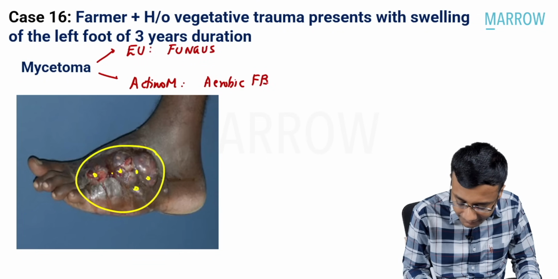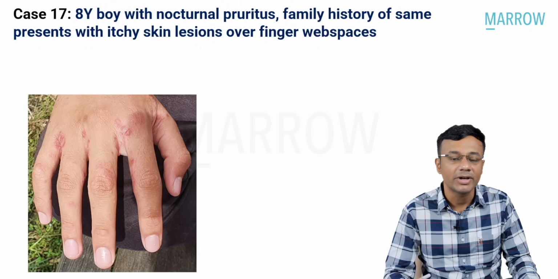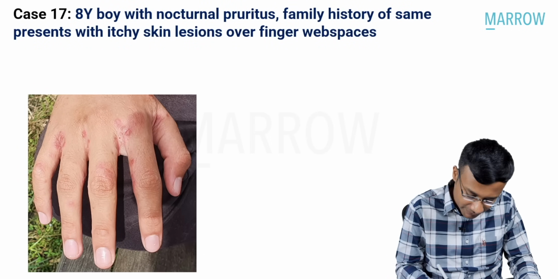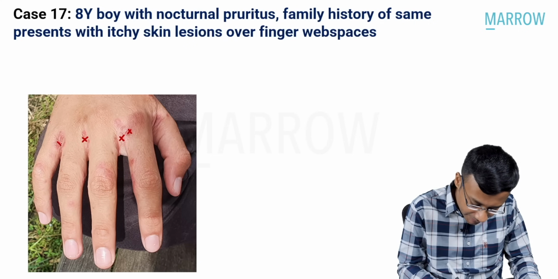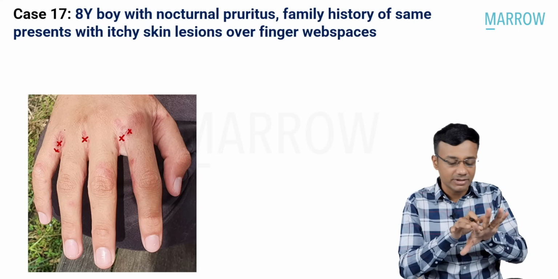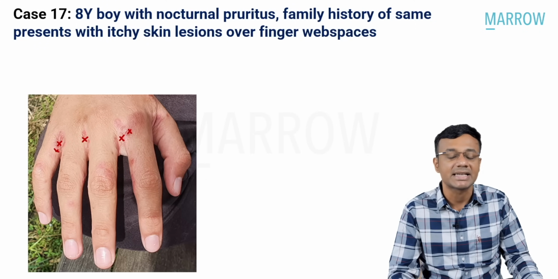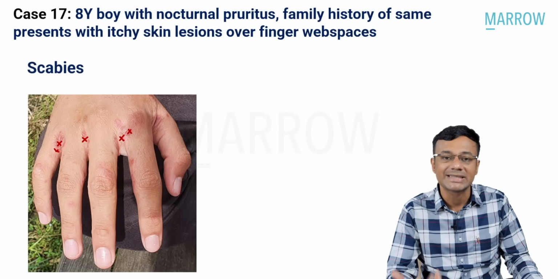Next is a case of an 8-year-old boy who presents with nocturnal pruritus, family history of the same, and this itchy lesion. So what do we see? We see multiple excoriated papules. Where are they distributed, students? They're distributed over the web spaces of the fingers. There is a history of similar complaints among family members as well. We're talking about scabies, which is produced by the itch mite.